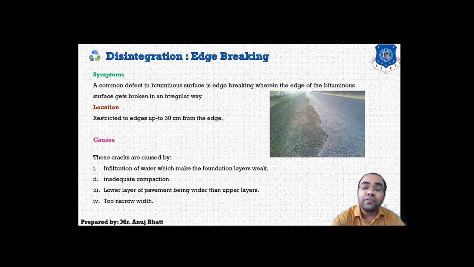Now, if we talk about the causes of edge breaking, the infiltration of water makes the foundation layers weak, which causes the pavement edge to break. The worn out shoulders, resulting in insufficient side support to the pavement, and inadequate strength. The lower layer of pavement being wider than the upper layer, and too narrow a width. These are also the causes of edge breaking and disintegration.